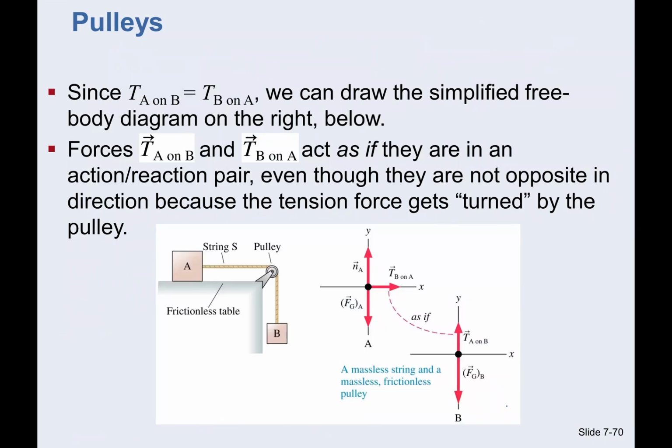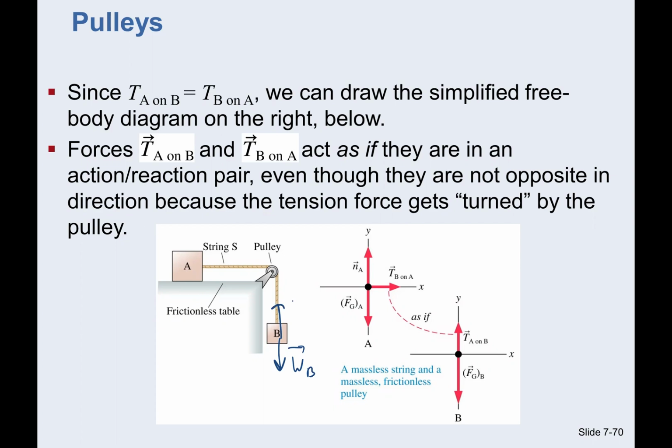You have a frictionless table, block A sitting on the table, and then you connect block A by a string that goes over the pulley and connect it to block B. Well, one thing I have here is that block B is hanging. That means there's gravity acting on it, right? Weight of B.